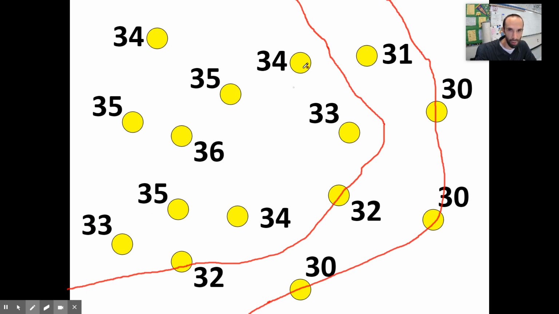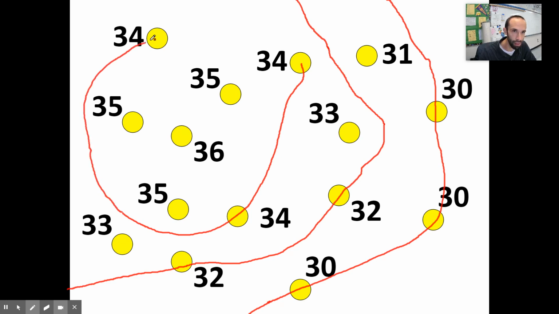34, here's a 34, here's a 34, and here's a 34. So I'm going to connect these together. Now notice, I go in between 35 and 33. Here's 34 here. Here's 34 in between here because 33 and 35, right? Where do I go now? Well, I got to get up to that one up there. So I'm going to hit that one.